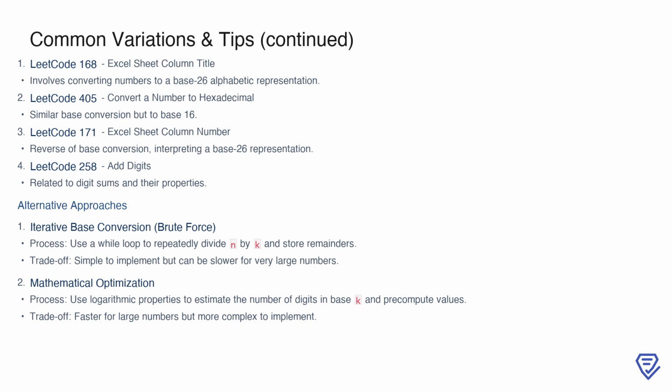When considering alternative approaches, an iterative base conversion using a while loop is straightforward but may be slower for large numbers. On the other hand, mathematical optimizations, such as leveraging logarithmic properties, can make the process more efficient but require a deeper understanding of the math involved.